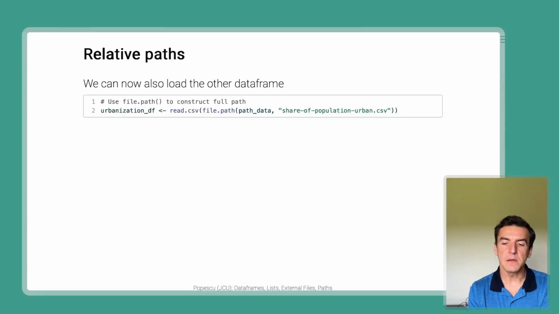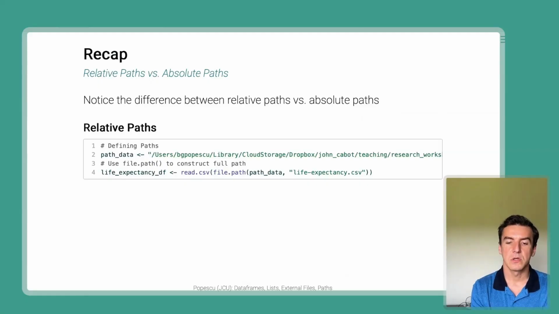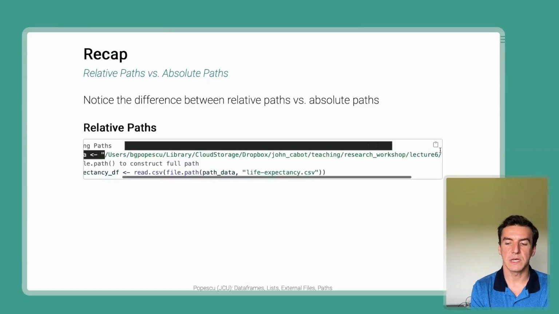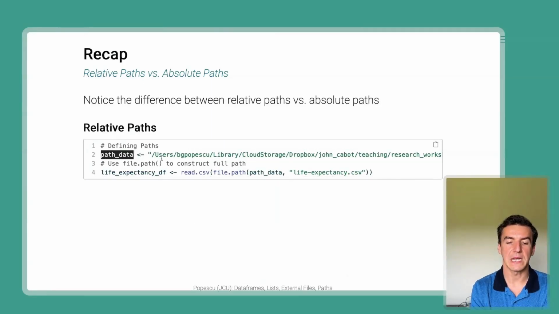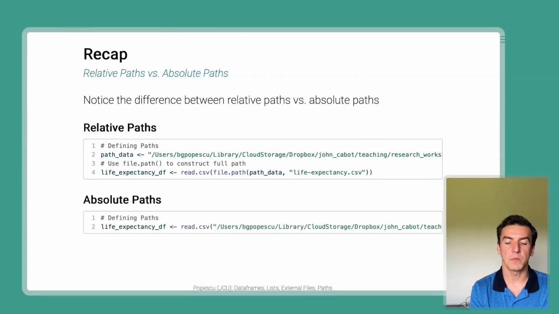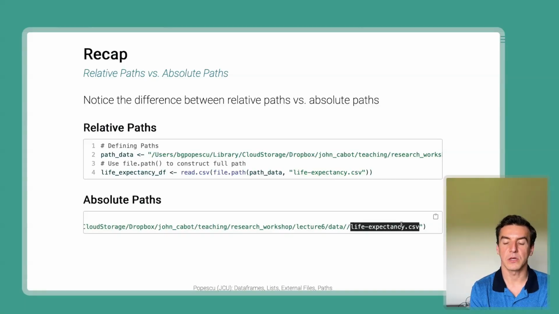Okay, then we are doing the same thing for urbanization, right? So we no longer have to write the full path. We just have path data because ideally the CSV file should be in the same folder. So this is what is called the relative path. It's relative because it's relative to this, so relative to this path data. And then we simply read the CSV file. And then this is different from an absolute path that looks like this, right? That looks like exactly the entire place where you can find the CSV file.